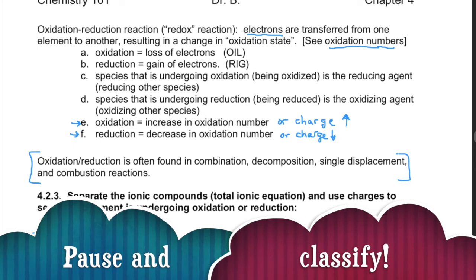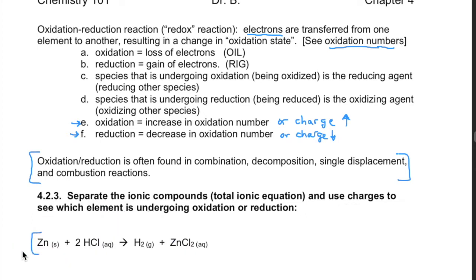First, let's figure out what type of reaction it is. We have two things going to two things. One is an element and a compound, going to an element and a compound. So this is a single displacement reaction. And that's a type of reaction where you often find oxidation and reduction.